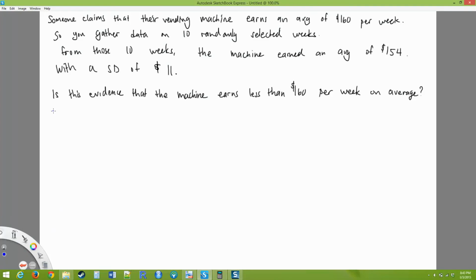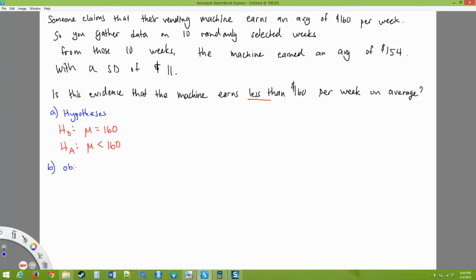So I'm going to walk you through this problem, okay? So we're going to identify the hypotheses. And our hypotheses here is that mu, because we're looking at the mean, is 160. We want to know, is it equal to 160? And then the alternative is that they're asking, is this evidence that the machine earns less than 160? So our alternative here is less than 160. Okay?